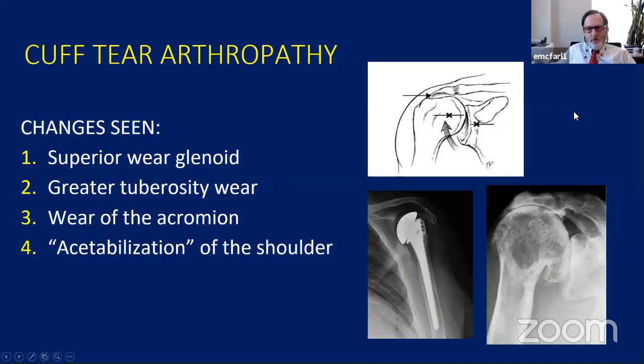So in cuff tear arthropathy, in patients who've had long-standing rotator cuff deficiency, they get this subluxation like this, where the center of the head is no longer in the center of the socket. As a result, the upper half of the glenoid starts to wear. And then eventually you also get wear of the greater tuberosity hitting up against the acromion.